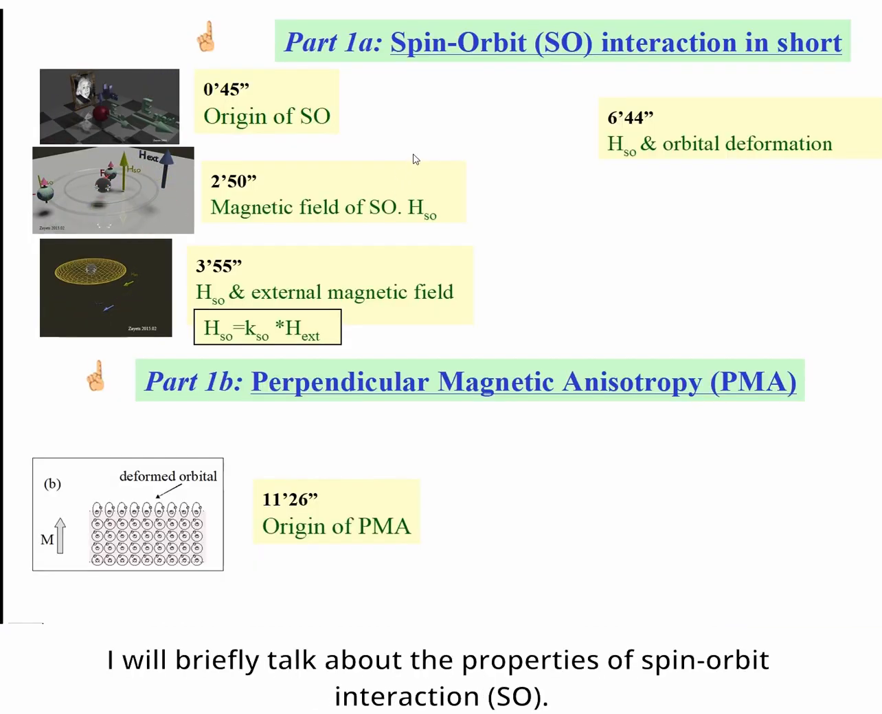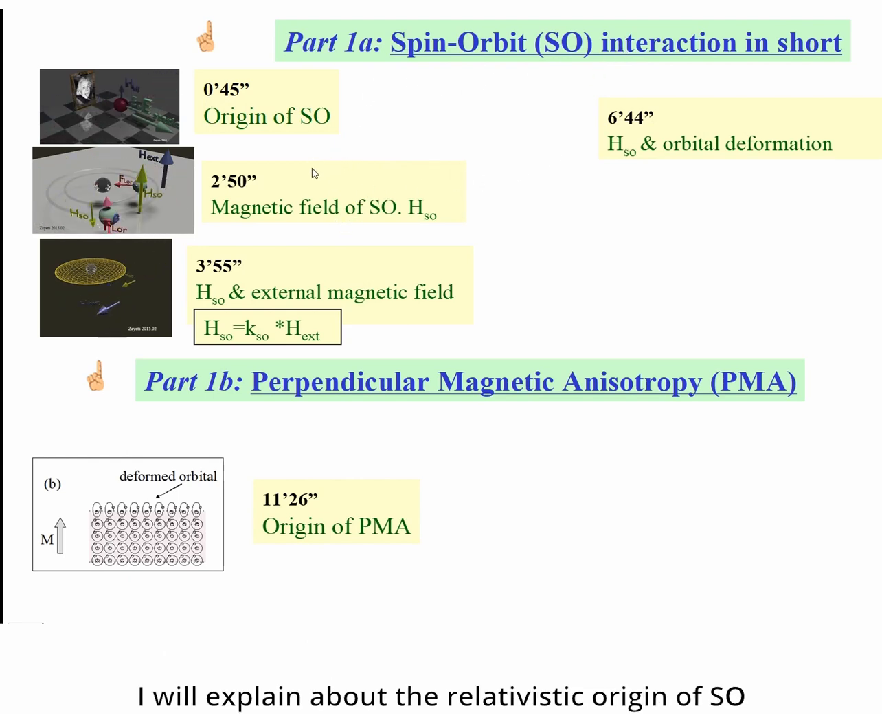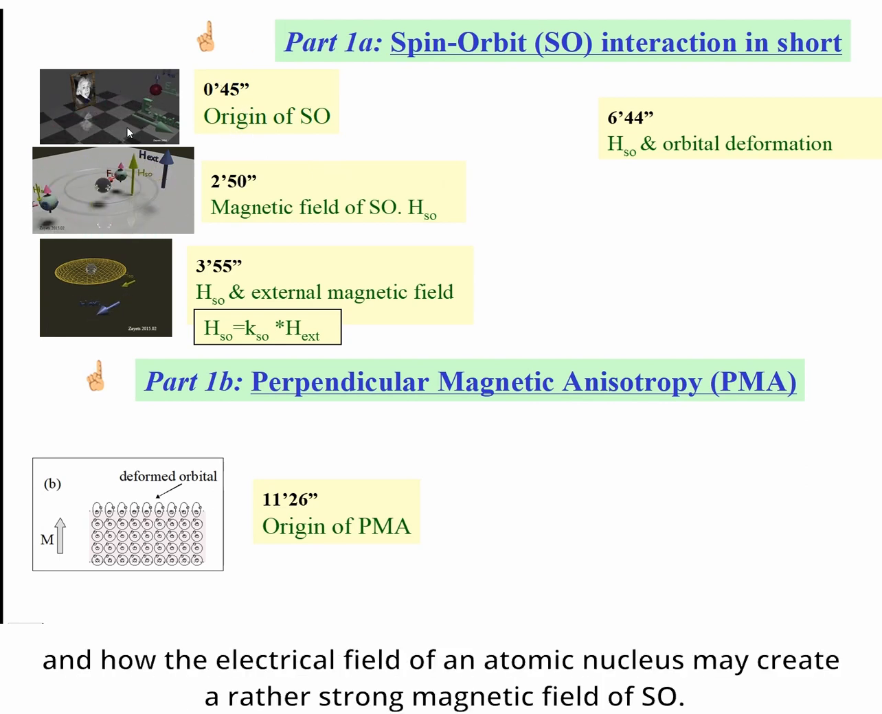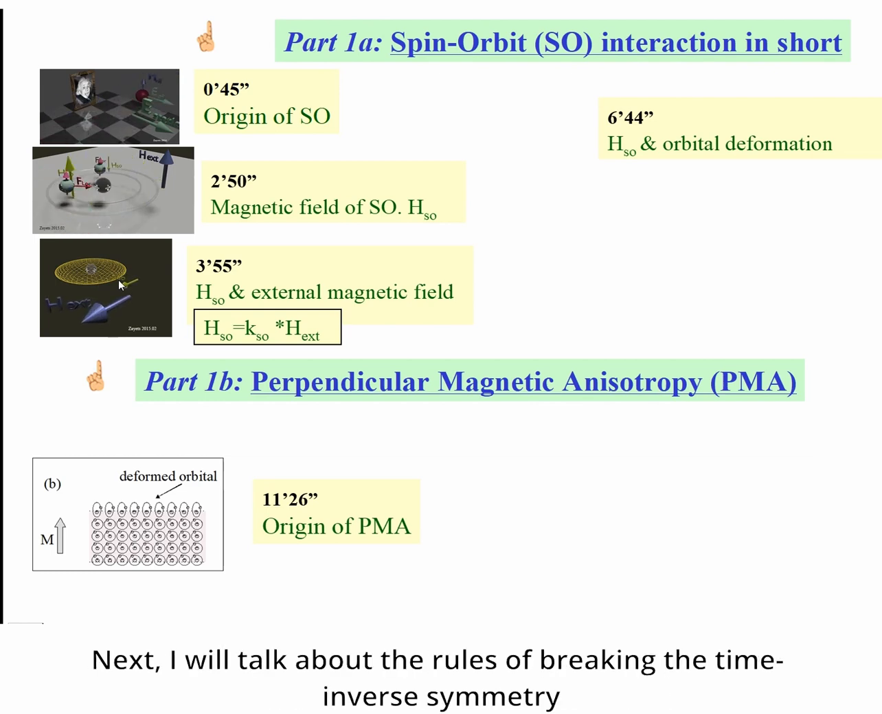In the video number 1, I will briefly talk about the properties of spin-orbit interaction. I will explain about the relativistic origin of spin-orbit interaction and how the electrical field of atomic nucleus may create a rather strong magnetic field of spin-orbit interaction.